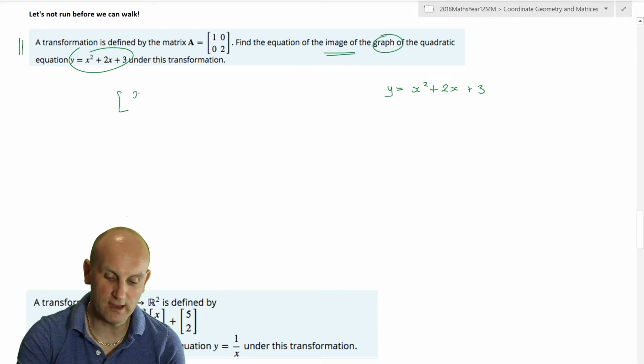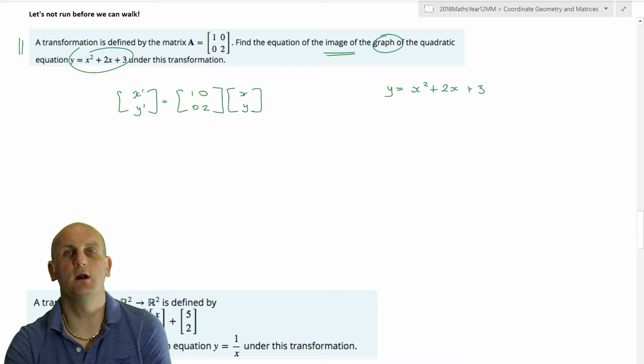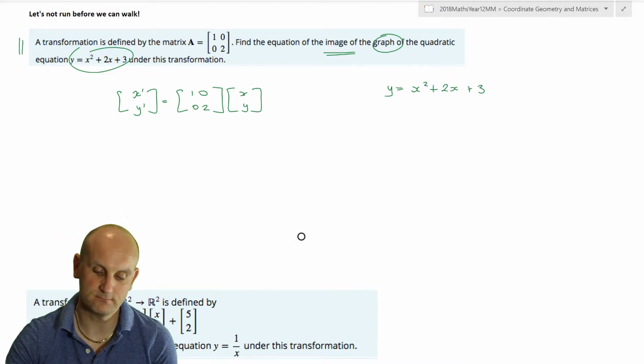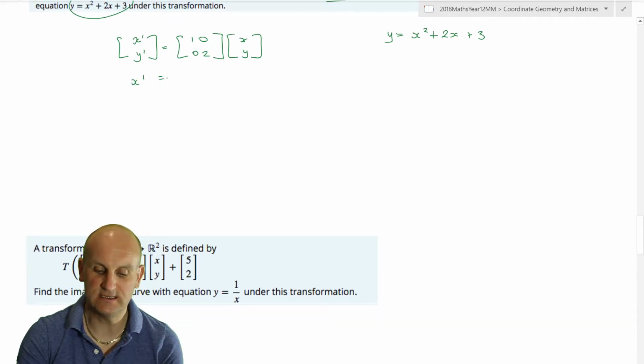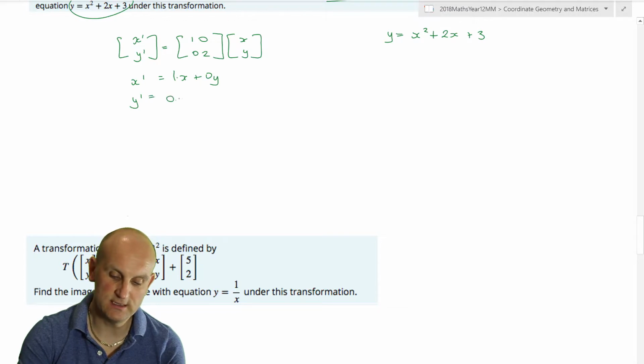So I know I've got x dashed, y dashed is given by my transformation matrix of 1, 0, 0, 2 times my original coordinates. Now I'm going to deal with one coordinate. I'm going to say let's have a generic coordinate of x comma y. Now I'm going to multiply this out, and what I get is x dashed is the same as 1 times x plus 0 times y, and y dashed is equal to 0 times x plus 2 times y. Or, more importantly, x dashed is equal to x, and y dashed is equal to 2y.